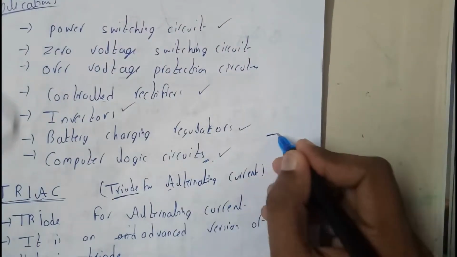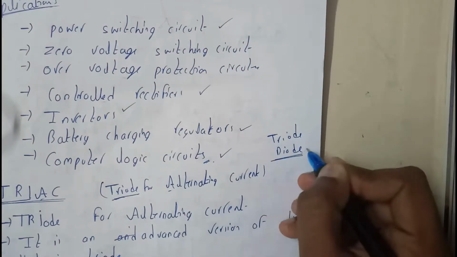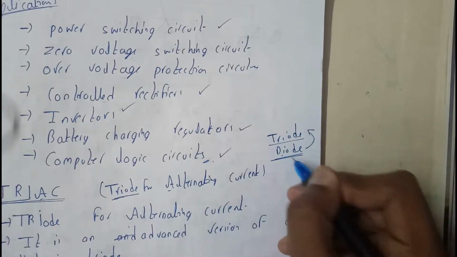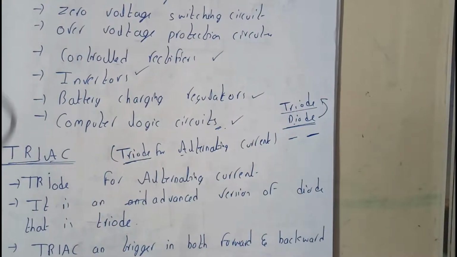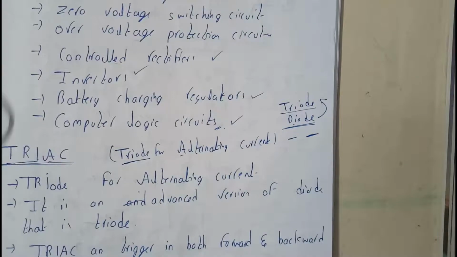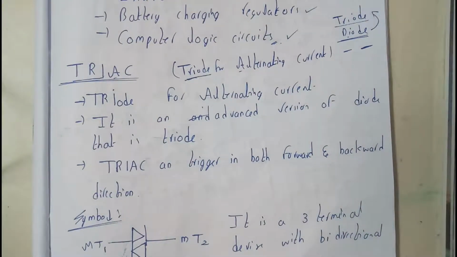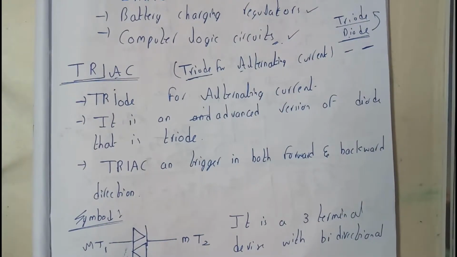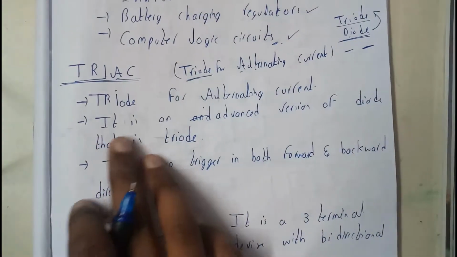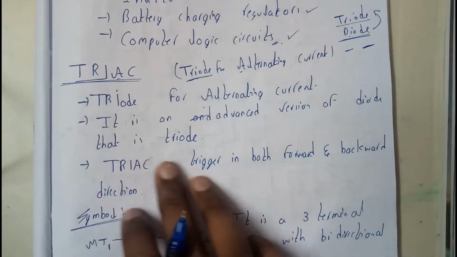If you observe this word clearly, triode, we have diode, right? So it is an updated version of diode, that is triode. Diode will be having two terminals, whereas triode will be having three terminals guys. That's the ultimate difference between these two. Now let us go through this. I wrote in the first point, but I didn't observe it. Okay, that's fine. So triode for alternating current. Now I hope everyone is 100% clear with the full form. It is just an updated or advanced version of diode, that is triode.